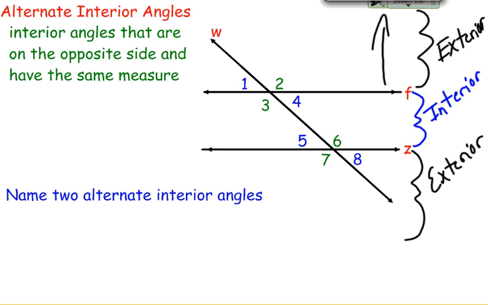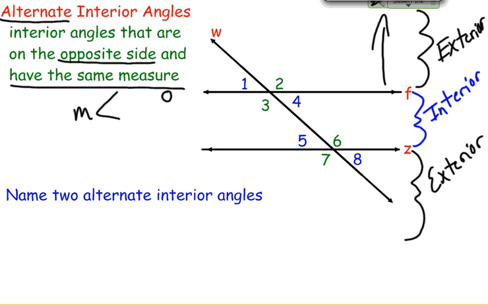And what's really neat, because you have a transversal going through parallel lines, is you start to have relationships between these ideas. It says alternate interior angles. They're going to alternate. Alternate means opposite side, and have the same measure. We could talk about the measure of an angle, or in other words, how many degrees an angle is measured in. So alternate interior angles are interior angles that are on the opposite side and have the same measure.